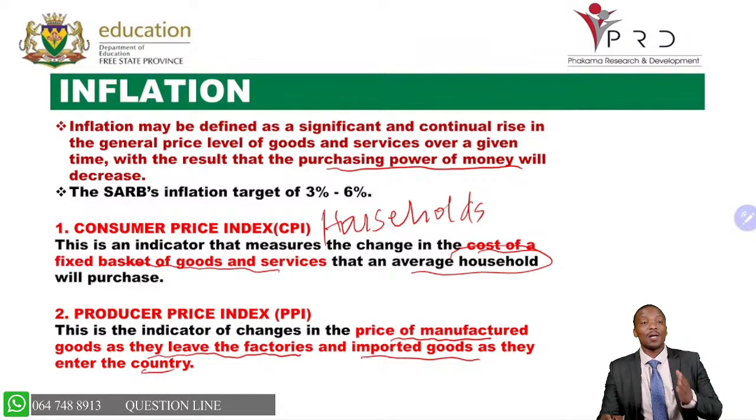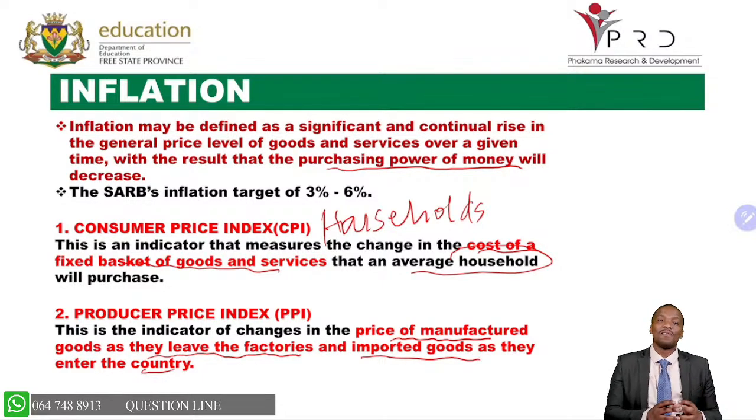Remember this one, the producer price index, it's the factory side of things. There are no services here. Services are on the other side, at the market value. So we are looking only at goods that are used as inputs, as well as those that leave the factory.